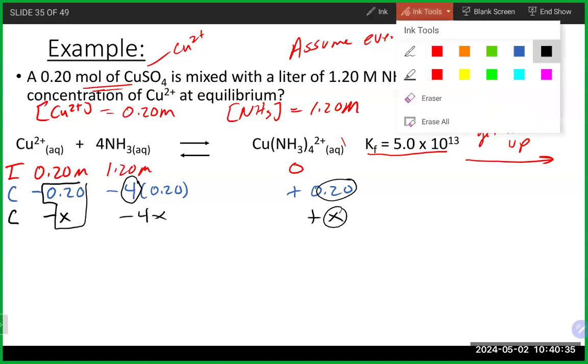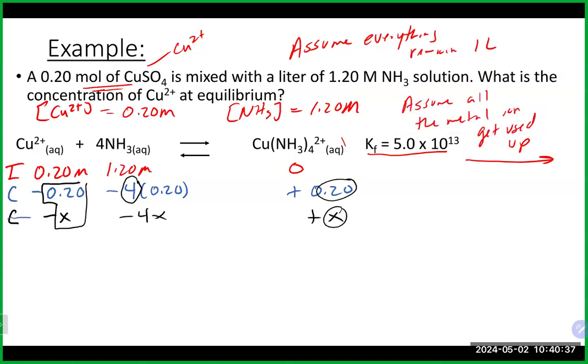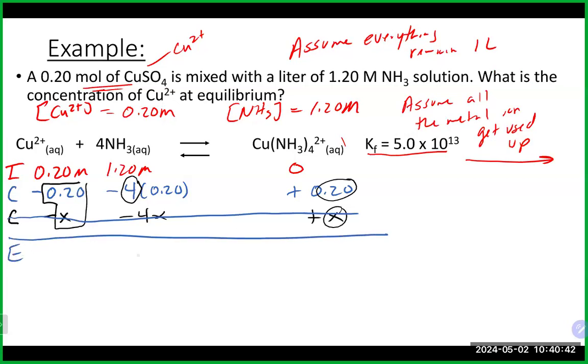So that means that really I'm just going to put a little line through this one, and then we'll come down here to our equilibrium line. And that means that we're going to have 0 of our copper in this case. We will end up with 1.2 minus 4 times 0.2. That's going to give me 0.4, and we're going to have 0.2. Any questions on this ice table here?